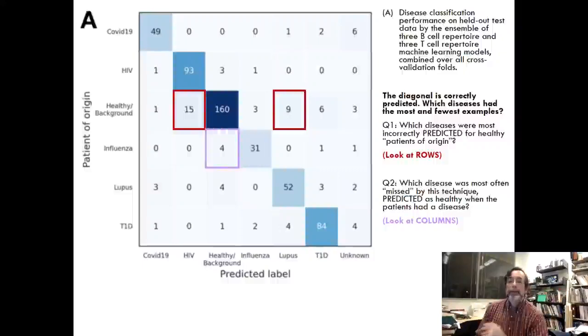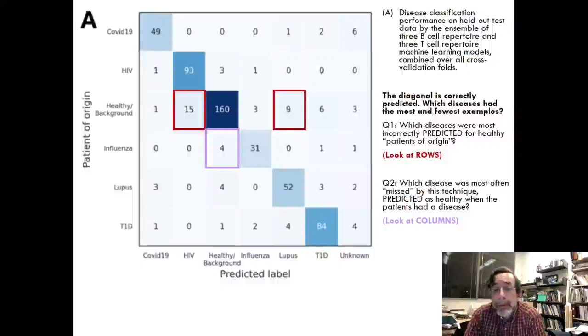The other thing I want you to do is look at the purple square. This is the disease when you're looking at the column for healthy people. This is the people that the computer said were healthy but were not. You see the healthy column, but it was in the influenza row. Now notice that I circled influenza for this and not lupus, even though they had the exact same number.